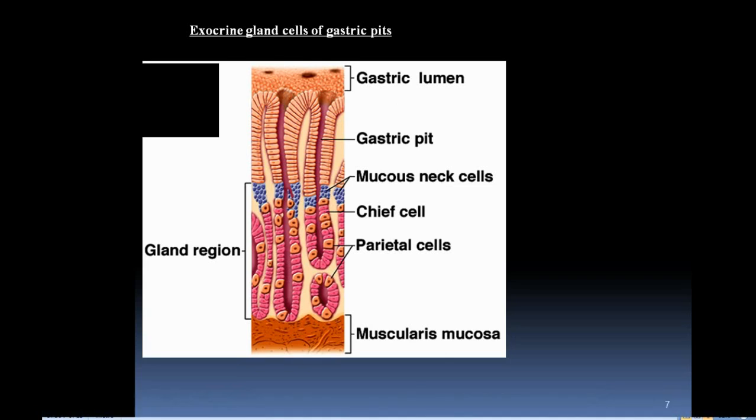The gastric lumen, exocrine gland cells of gastric pits. When you see the exocrine gland cells of gastric pits, there are basically three types of cells, which we have seen earlier: chief cells, parietal cells and mucus secreting cells. These are also called mucous neck cells.